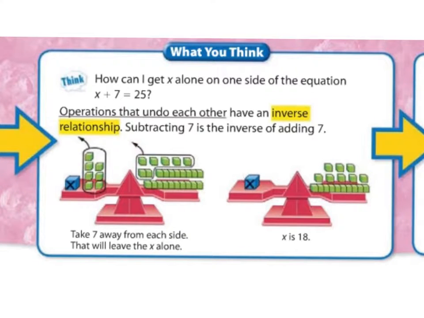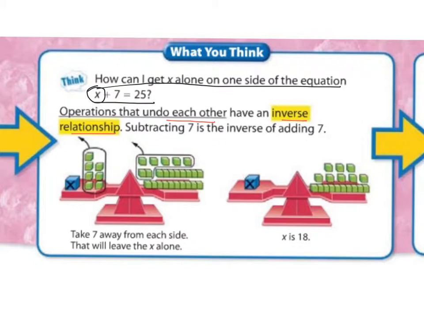So, as I was saying, how can I get X alone on one side of the equation, X plus 7? And by X alone, they're just saying, how can I figure out that question of how many did he start with? Okay, so we're going to talk today about operations that undo each other. And they have an inverse relationship. That will be our vocab word. That will be after this example. And the clue word is Chewbacca. And subtracting 7 is the inverse of adding 7.